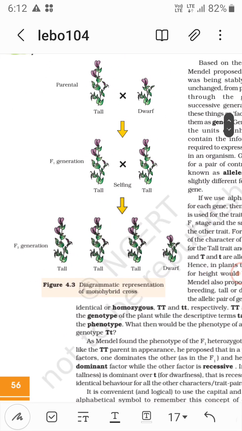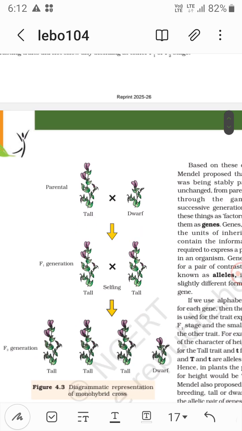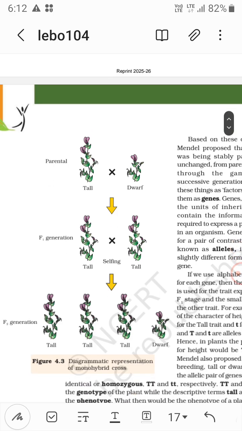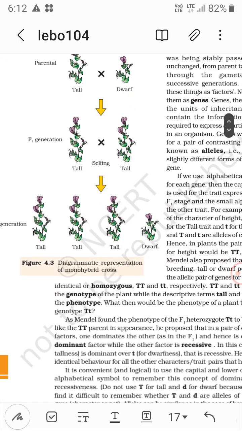So this is the diagrammatic representation of a monohybrid cross. The parental generation is tall and dwarf. The F1 generation is tall, they undergo selfing, and in the F2 generation there are tall and dwarf.